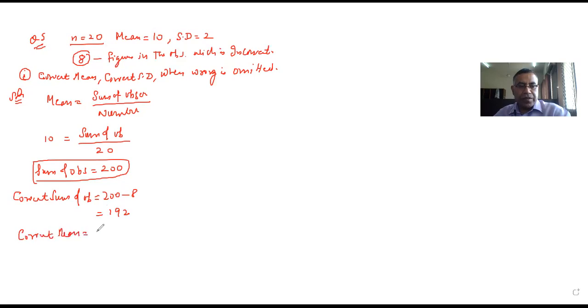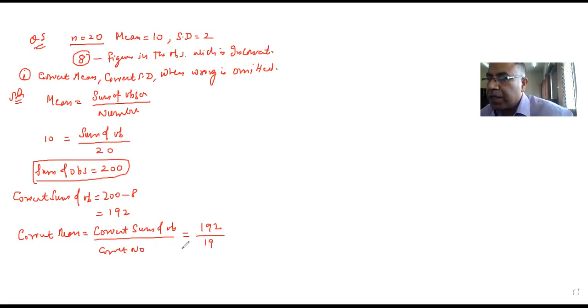Correct mean is the correct sum of observations over the correct number of observations. Correct sum is 192. Earlier the total number of terms was 20, now the terms become 19. So my correct mean is 192 over 19, approximately 10.1. This is my correct mean. Now, second part.